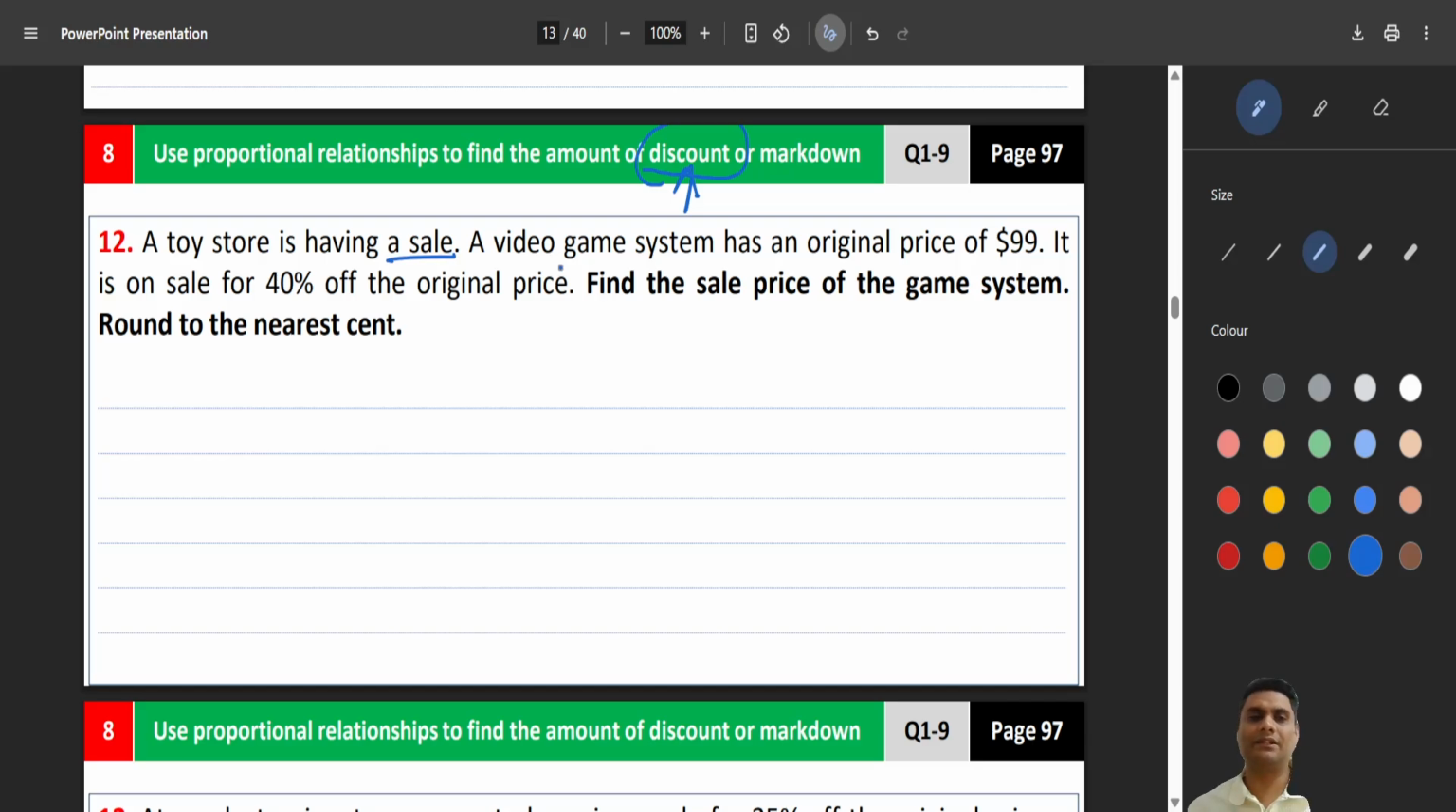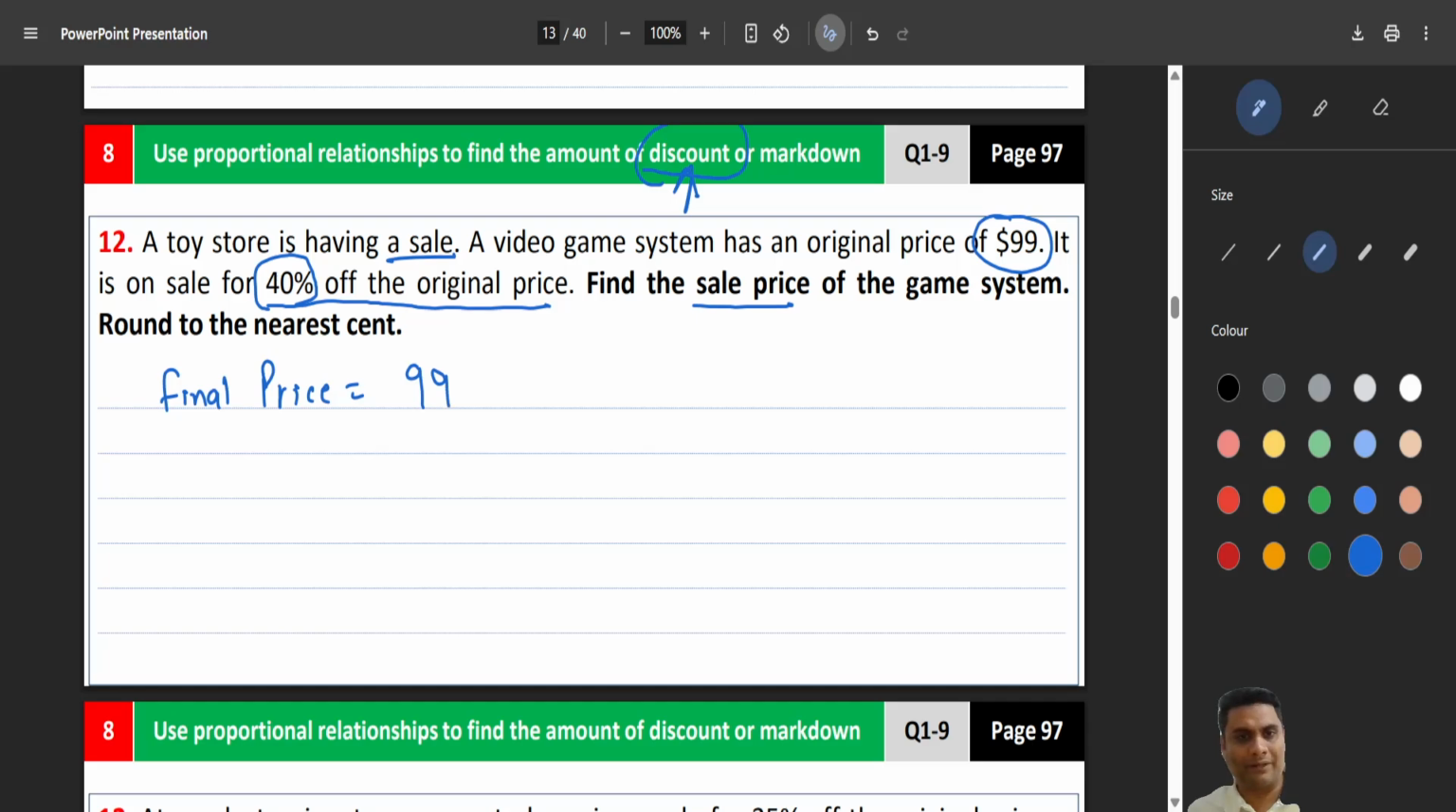Now a toy store is having a sale. The video game system has the original price of $99. It's on sale for 40% of the original price. So we have to find the sale price. Sale price means after the discount, how much will I pay? So let's see the final price.